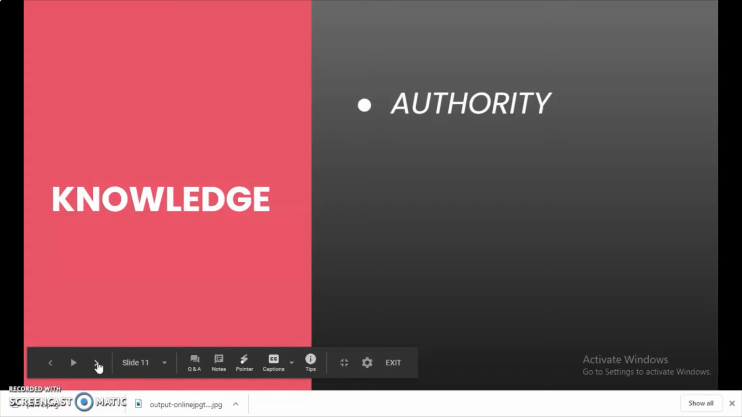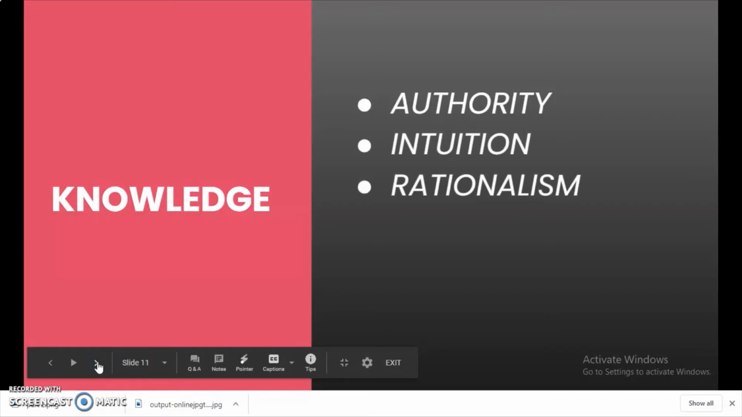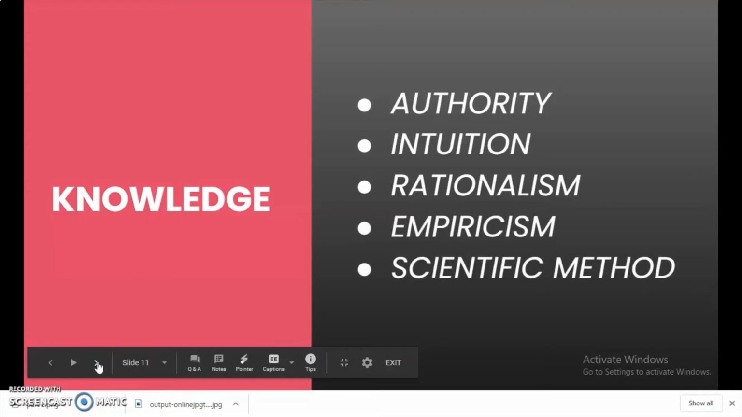One such way is through authority, then through intuition, through rationalism, through empiricism, and of course through scientific methods. So these are the five ways of acquiring knowledge that we are dealing with here: authority, intuition, rationalism, empiricism, and scientific methods. We will see the characteristics of each method of acquiring knowledge.